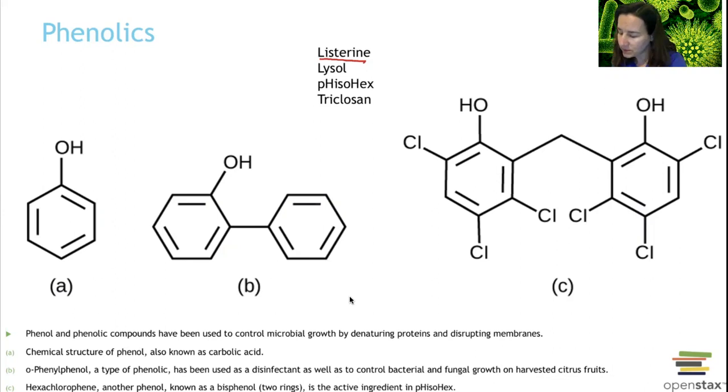How do the phenols work? They are going to control growth by denaturing proteins, because proteins are important, their shape matters, and if we denature them, they don't work. If we disrupt the plasma membrane, cells don't make it either. So two different ways that these phenolics can work. So Listerine is one. Lysol, I was telling y'all about, that we can spray on different surfaces. That's a phenol. Hex is another one, and triclosan. All of these are different types of phenols in this category of phenolics.